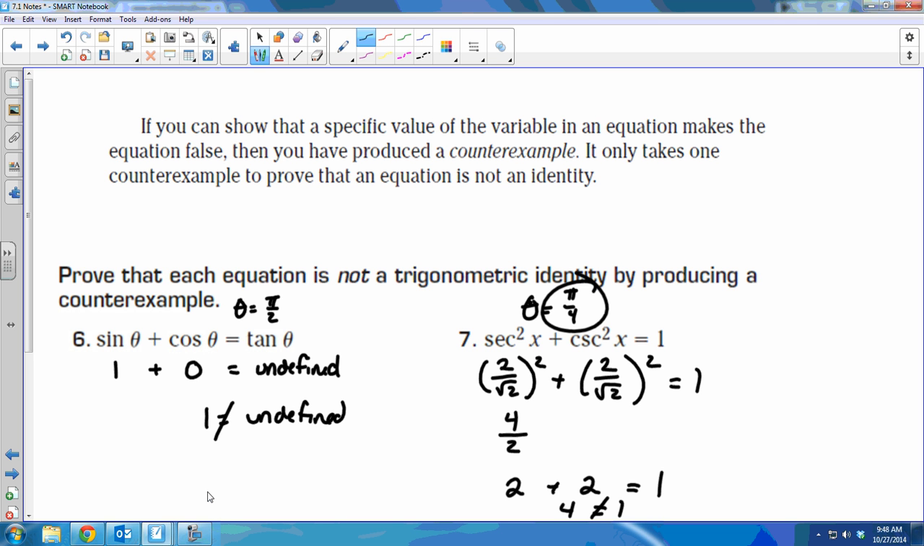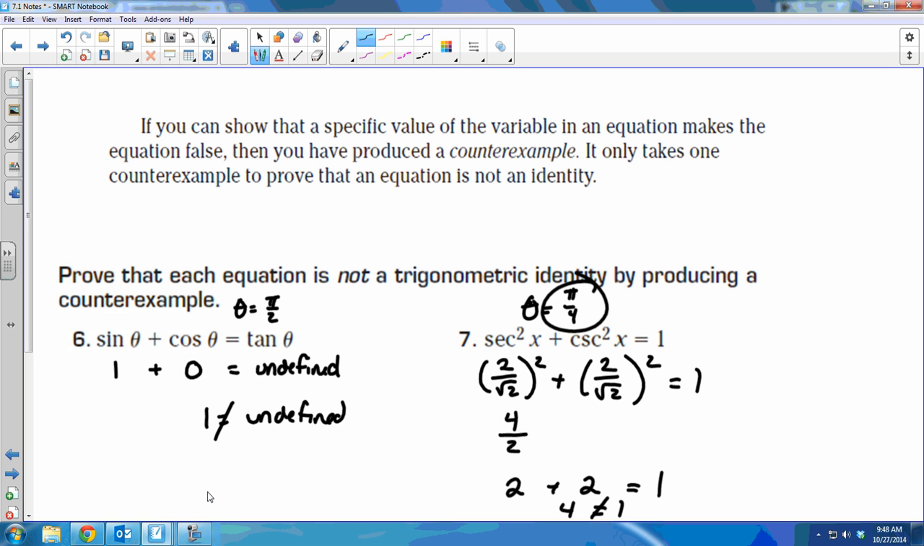Okay? If you happen to choose something where it actually equals 1, that's not going to be a counterexample. So then you go back and choose something different. All right? Does that make sense, though? Okay. That's learning target 1.